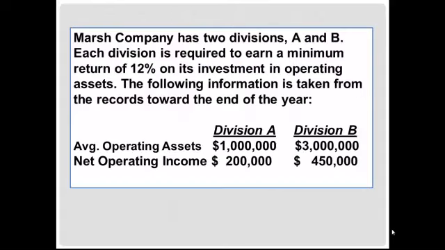Marsh Company has two divisions, A and B. Each division is required to earn a minimum return of 12% on its investment in operating assets. The following information is taken from the records toward the end of the year. Division A has average operating assets of $1 million and Division B $3 million. Net operating income is $200,000 for Division A and $450,000 for Division B.